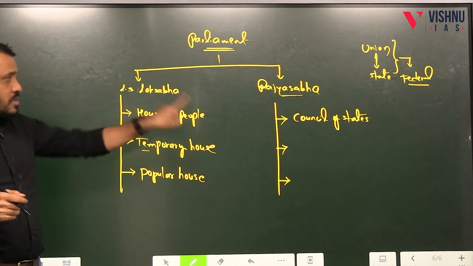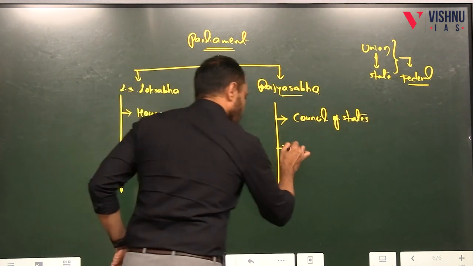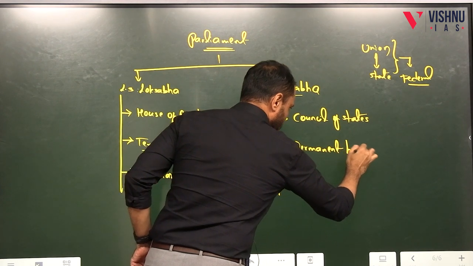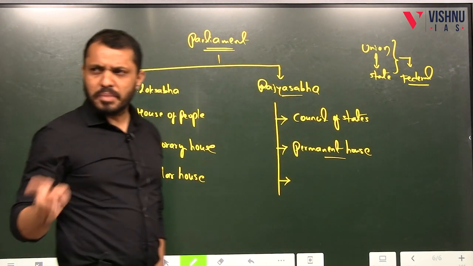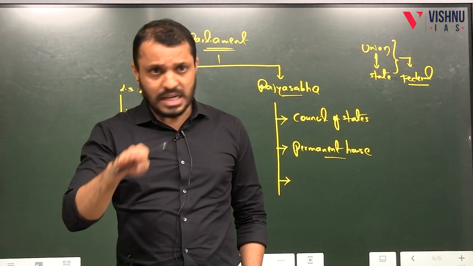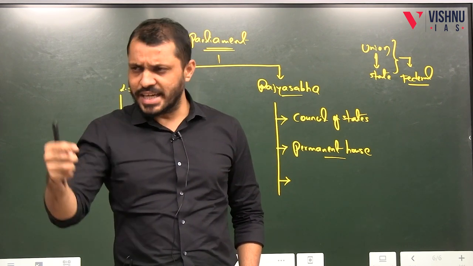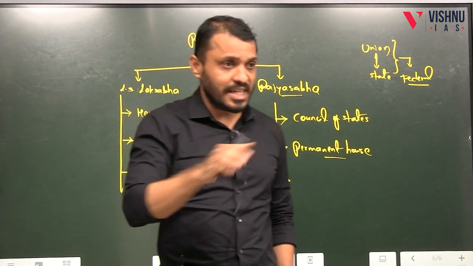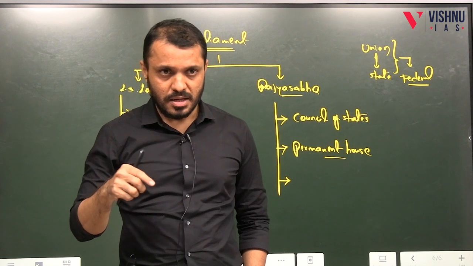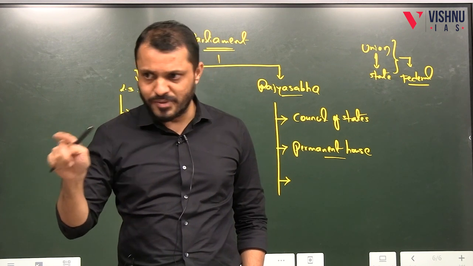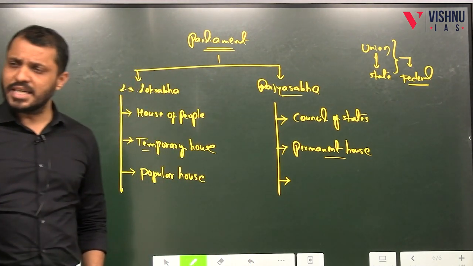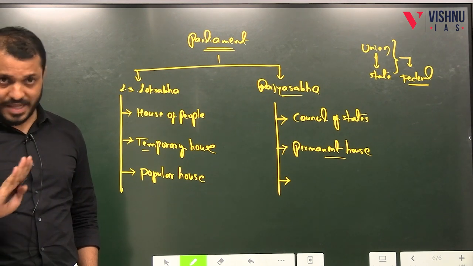Next. This is a temporary house. That is a permanent house. So what does permanent house mean here? Permanent house means this house will not get vacant, all the members at the same time. Members will get vacant, but the entire house will not get vacant at one go. That means members will always be there. The mechanism I will explain. Every 2 years, one third of the members of the Rajya Sabha will resign and elections will be held every 2 years. Whoever is elected will be there for 6 years. Don't worry, I will explain that.